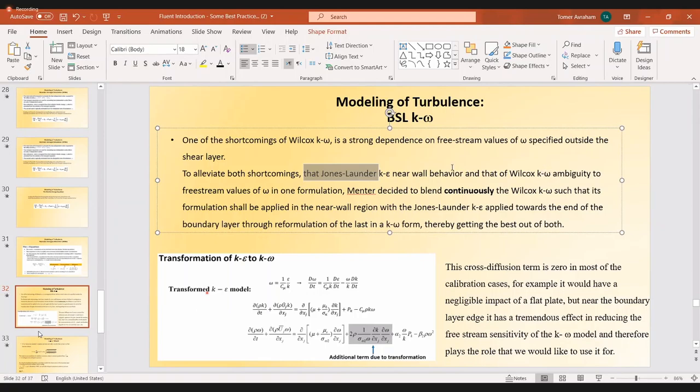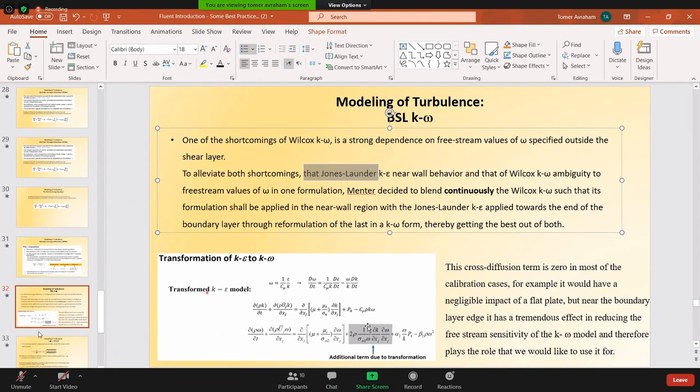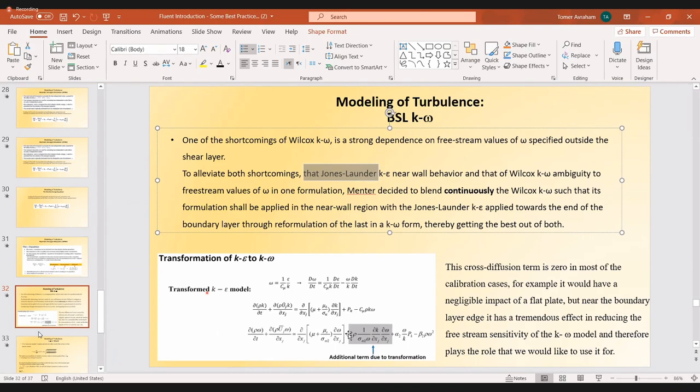He took both of the models and joined them together, but solving only a K omega model, meaning he transformed the K epsilon to a K omega. It's really easy. You can take a substantial third derivative here, get omega from epsilon. So what he got instead of the K omega of Wilcox, he got another term here, which is kind of a cross diffusion term, which most of the time doesn't do anything, but it has a tremendous effect near the end of the boundary layer. So by that, he solved the problem of omega being very sensitive to free stream values.